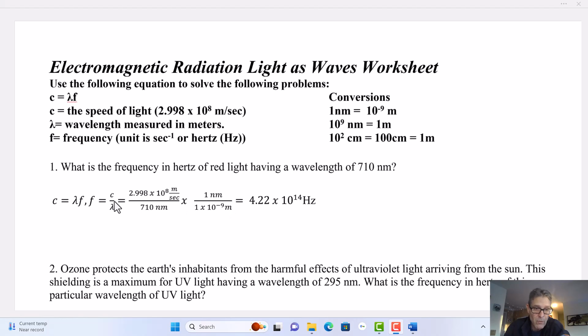So whenever I solve this problem, I take 2.998, divide it by 710, divide that answer also by 1 times 10 to the negative 9, and I come up with 4.22 times 10 to the 14 hertz. And hertz, as you will notice, could be written in per second, or it could be written as a hertz, either one. So that's the answer to question number one.